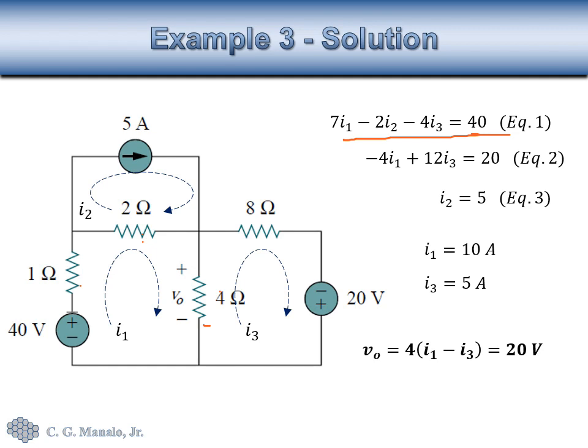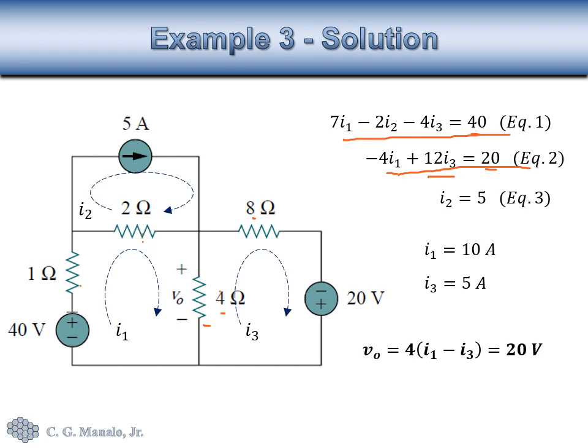Let me skip loop 2 and proceed to loop 3. So for loop 3, we have 4 plus 8, so that will be 12 I3, minus the drop 4 I1, then minus 20, so we transfer it to the right side, it becomes positive 20. So that is equation number 2.